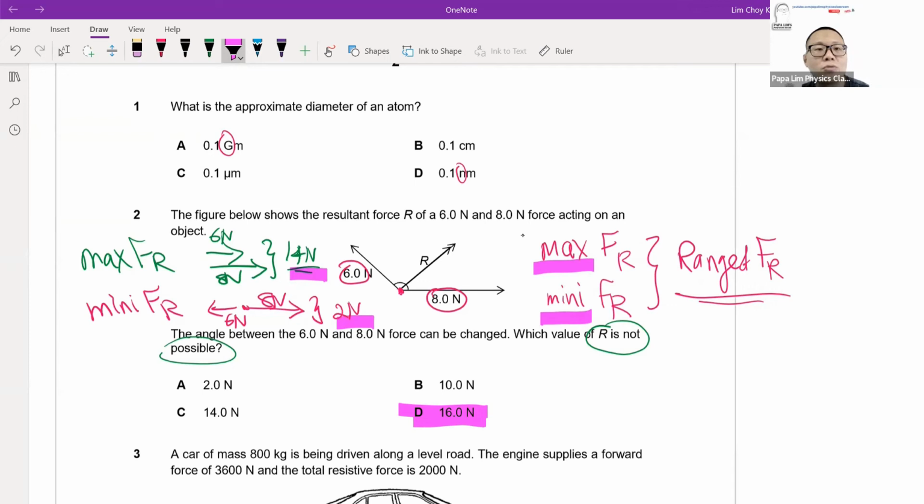This type of question is quite common, and the approach is almost identical. I need the students to find the range of the possible values of FR. And how do I find the possible range of values? By looking at the maximum value and the minimum value.